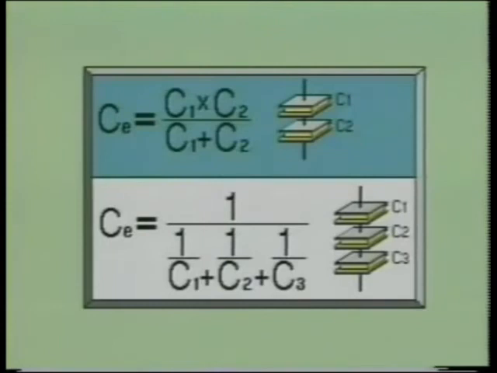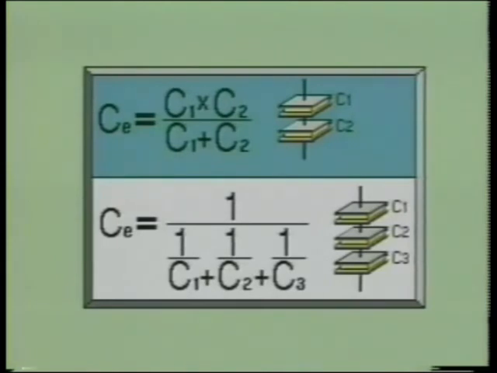Here we see two useful formulas for calculating the equivalent capacitance of capacitors in series: CE equals C1 times C2 over C1 plus C2, or CE equals the reciprocal of C1 plus the reciprocal of C2 plus the reciprocal of C3, divided into 1. Notice the similarity between these two formulas and those used for resistors in parallel.